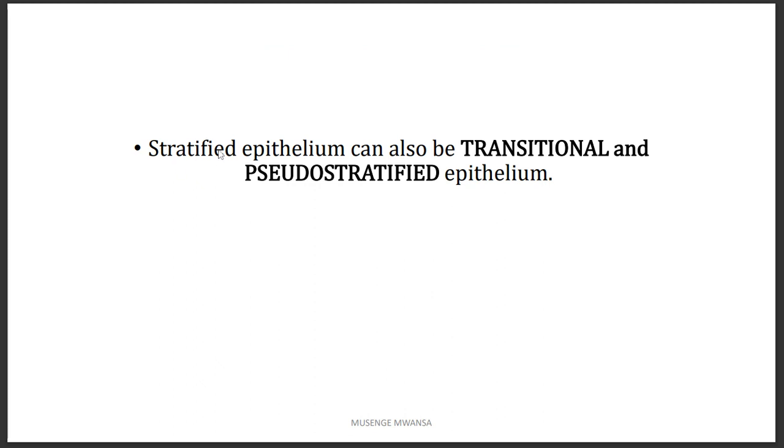So we have said the stratified epithelium can also be transitional or pseudostratified. Now, when you talk about stratified, it has more than one layer. So the one which has more than one layer can either be transitional or pseudostratified. Now, the pseudostratified is just one layer, but it appears as though it is more than one layer. So this is a simple epithelium which appears as stratified. Okay.